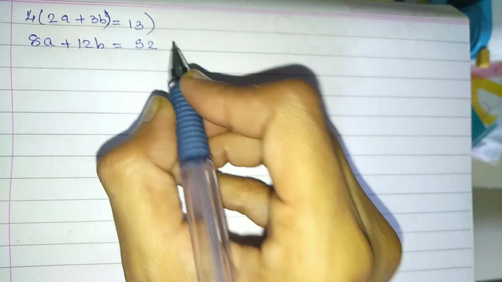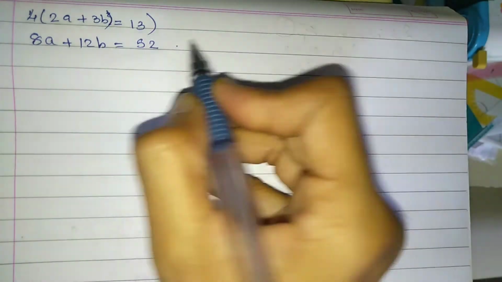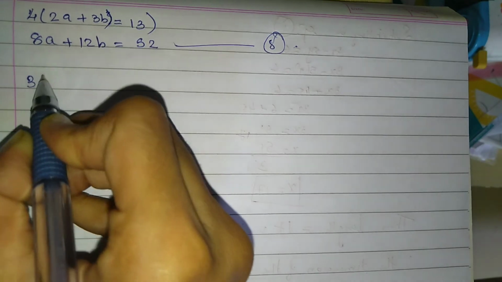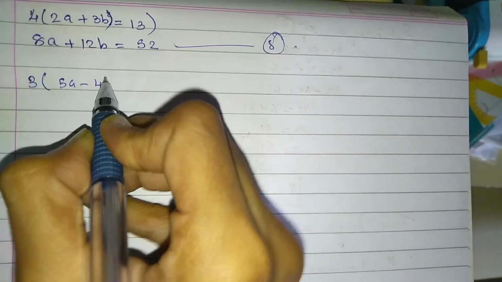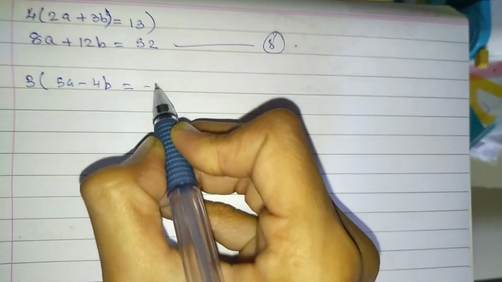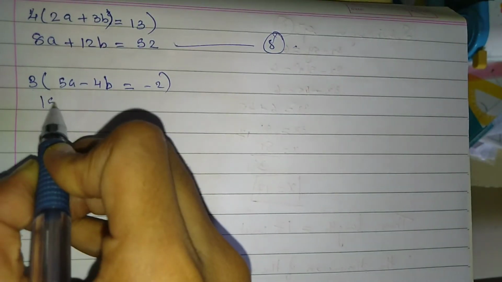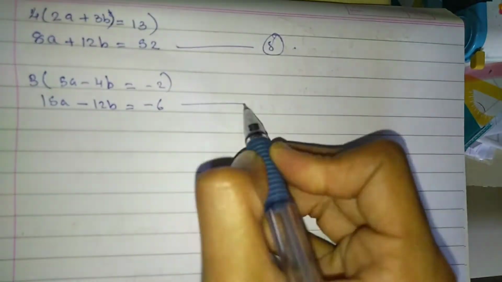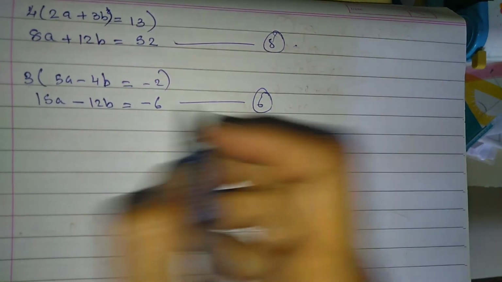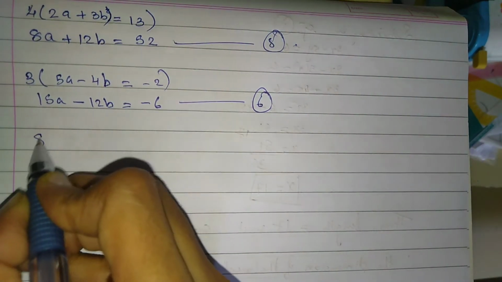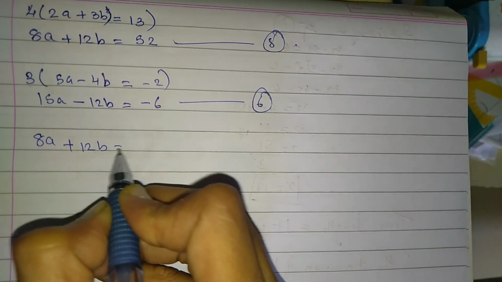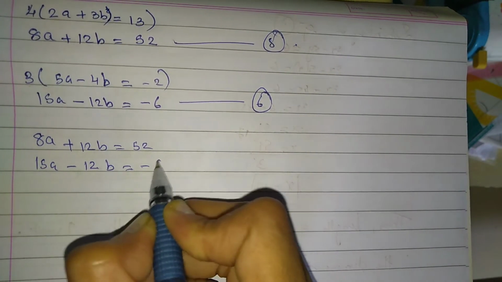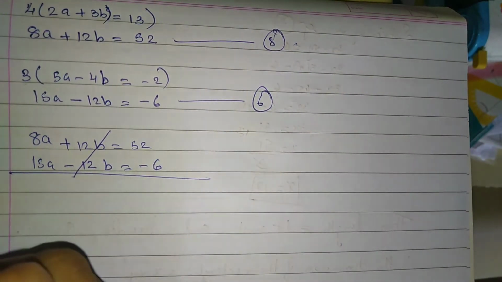Give equation 5. And another one is equation 4, which we multiply by 3: 3 into 5a minus 4b equal to minus 2. So 3 fives are 15a minus 3 fours are 12b equal to minus 6. Give equation 6. Now eliminating 5 and 6: 8a plus 12b equal to 52, and 15a minus 12b equal to minus 6. Cancel.